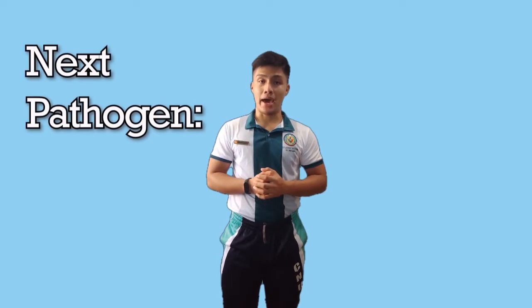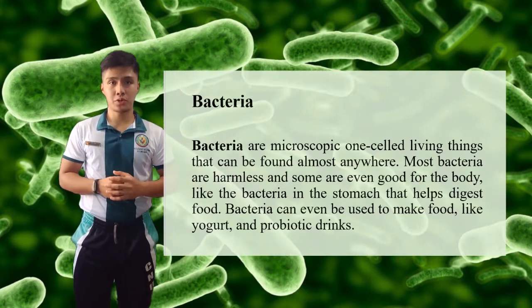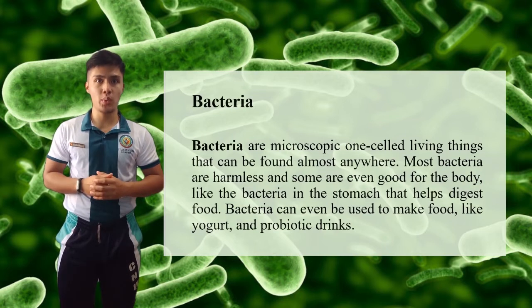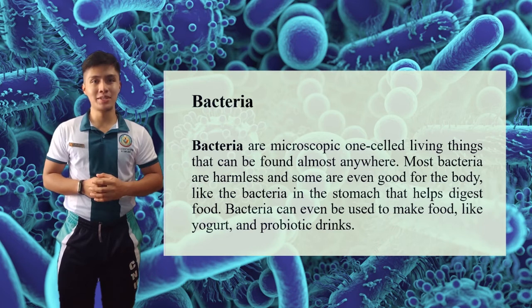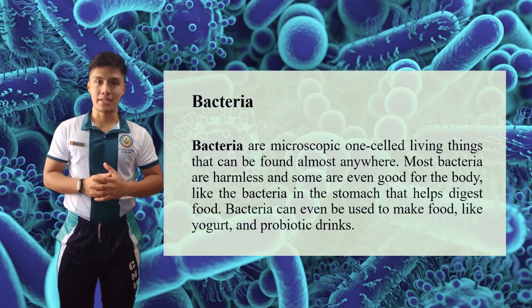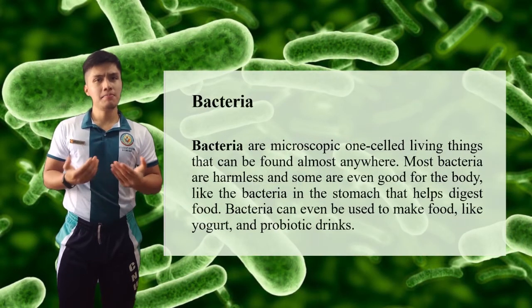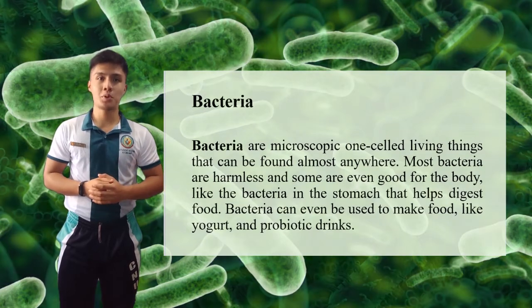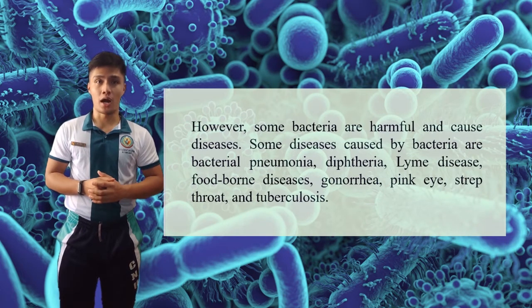The next type of pathogen is the bacteria. Bacteria are microscopic one-celled living things that can be found almost everywhere. Most bacteria are harmless and some are even good for the body, like the bacteria in the stomach that helps digest food. Bacteria can even be used to make food, like yogurt and probiotic drinks. However, some bacteria are harmful and cause diseases.